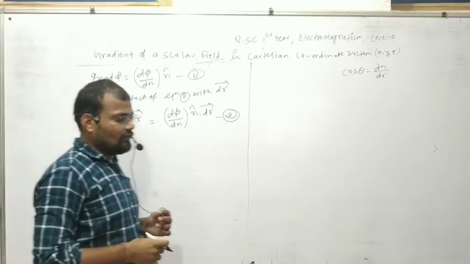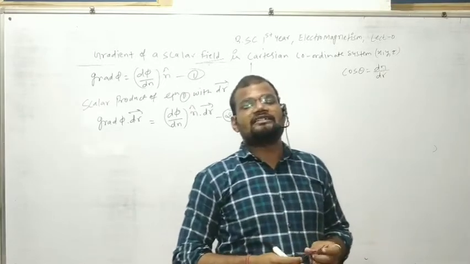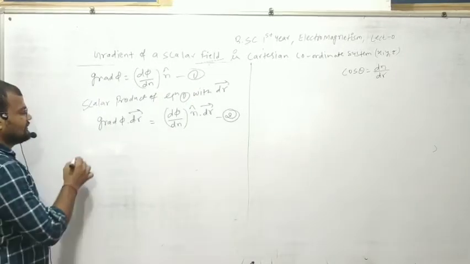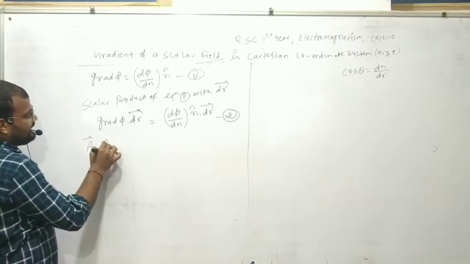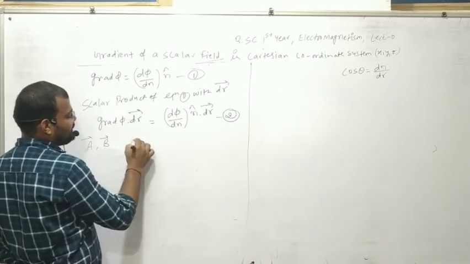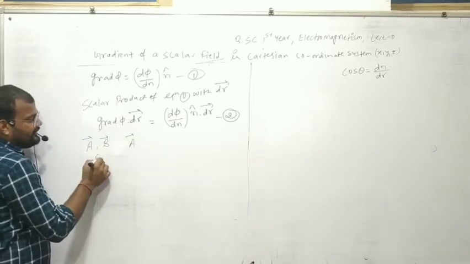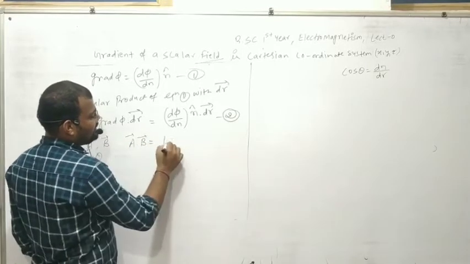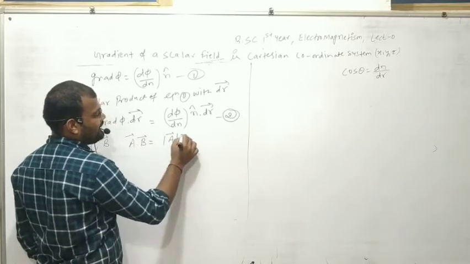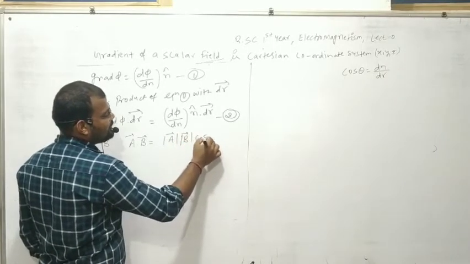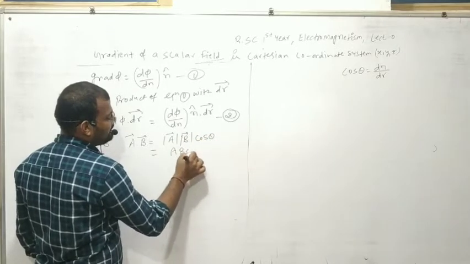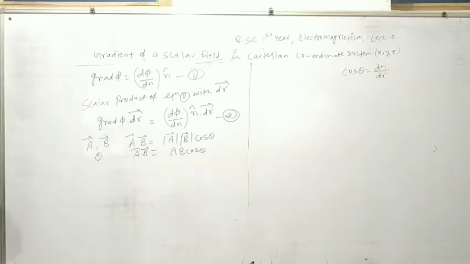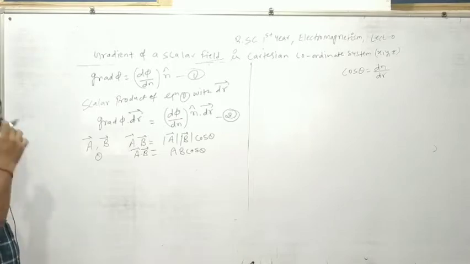I think you have studied the scalar product of two vectors. Suppose you have two vectors, vector a and vector b, and the angle between a and b is theta. Then the scalar product of a and b will be the magnitude of a into the magnitude of b into cos theta, or ab cos theta. So this is your scalar product of two vectors a and b.